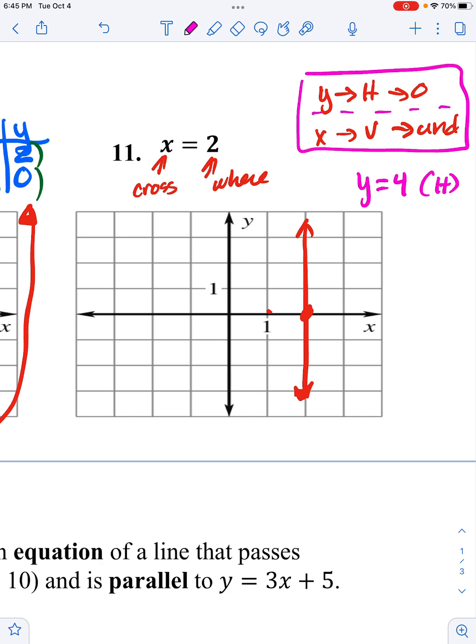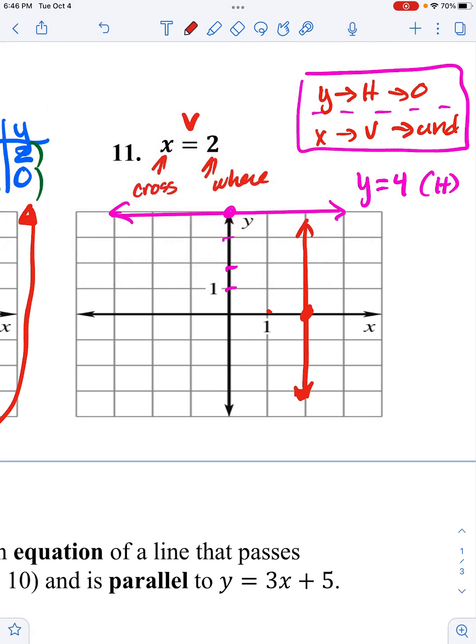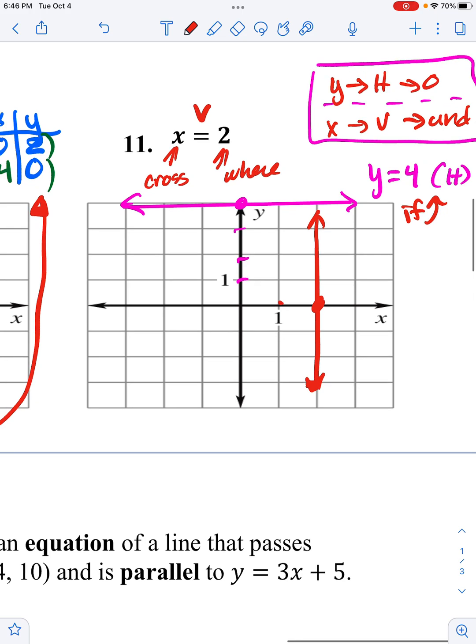It's only crossing the y at 1, 2, 3, 4. And for it to only cross the y means it never crosses the x. So it is going to have to be parallel to the x and be horizontal. So you got to notice that this is going to be a vertical and graph accordingly. Or if, this is the if, it was a y equals 4, then you would go ahead and graph a horizontal line.